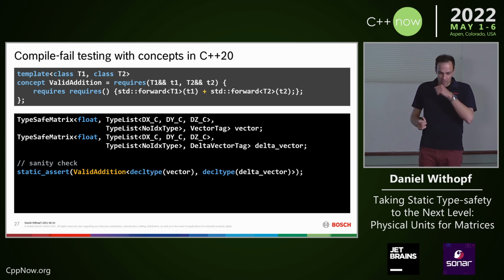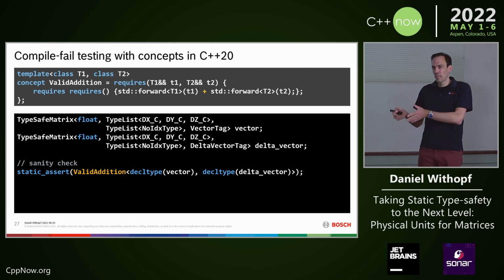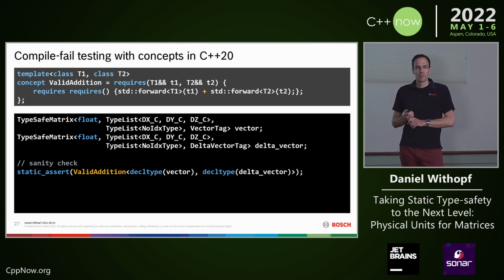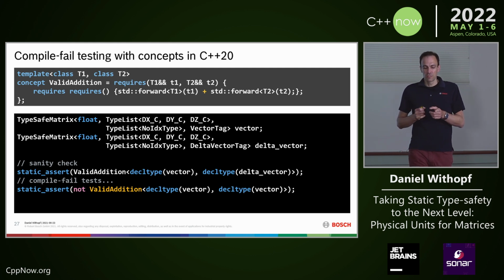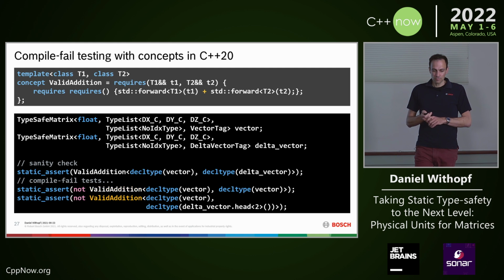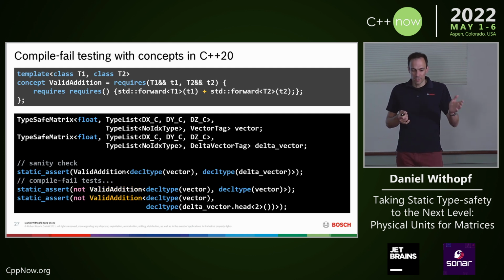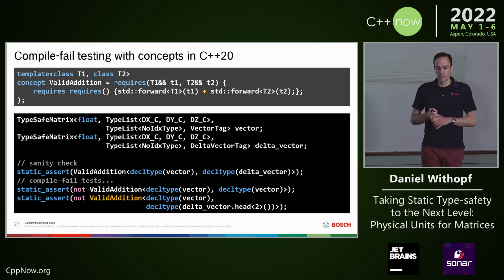And when we do that, then we can create our two matrices, for example. Here I'm doing a sanity check beforehand, so I'm actually executing a valid operation. So I'm adding a vector and a displacement vector, and this should not fail. So this should be a valid addition. And now I can do the first compile fail test, where I'm checking that this valid addition concept is false when I add two vectors, so 2 points in the mathematical sense, then this should fail. And maybe we want to do a second check. If we add a 3-dimensional vector to a 2-dimensional displacement vector, this should also fail.